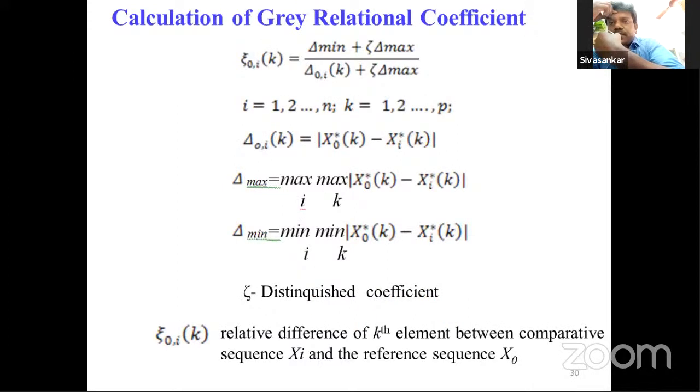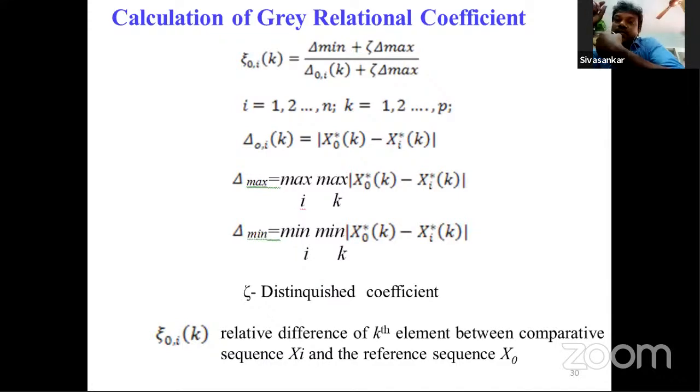This is a formula to calculate the gradation coefficient. The gradation coefficient is equal to del minimum plus tau into del max. Del minimum means the minimum value of that particular parameter. Del max means the maximum.